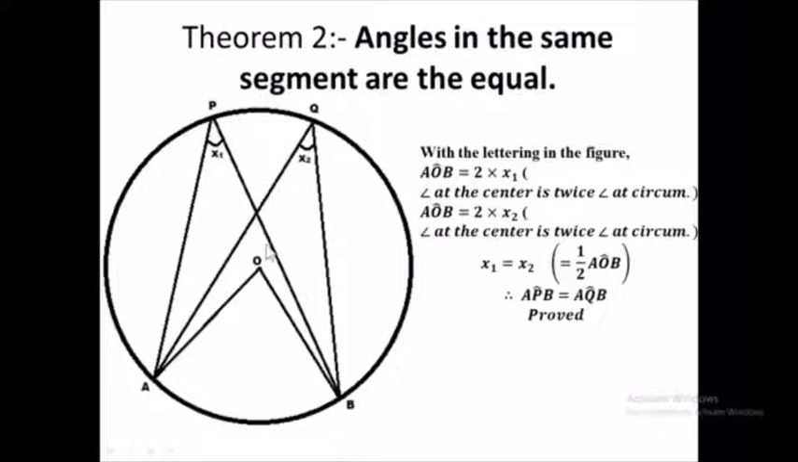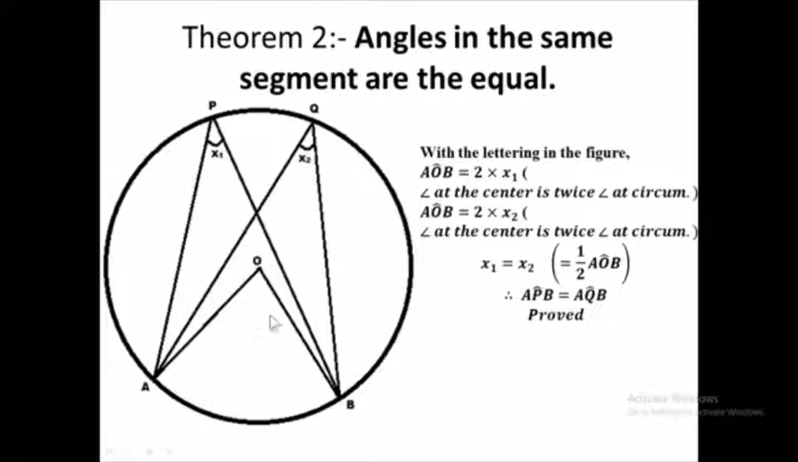We are having these two angles at the circumference, x1 and x2. I'm saying that these two angles are equal, that is x1 is equal to x2. The proof is what we have beside it, the diagram. It says that this angle AOB is twice this angle x1, which is what we proved last time: angle at the center is twice the angle at the circumference. So this angle AOB is twice this angle x1. Also, this angle AOB is twice the angle x2.